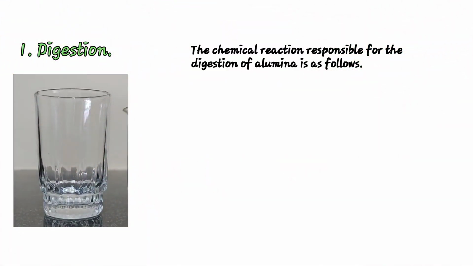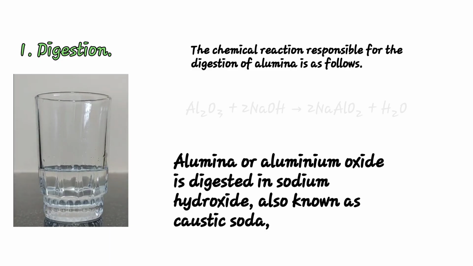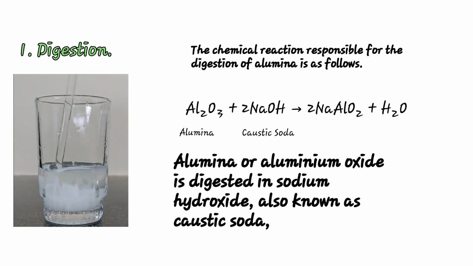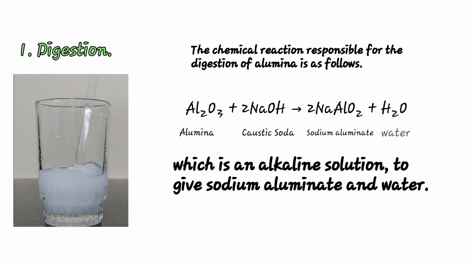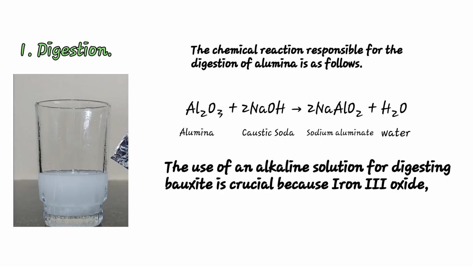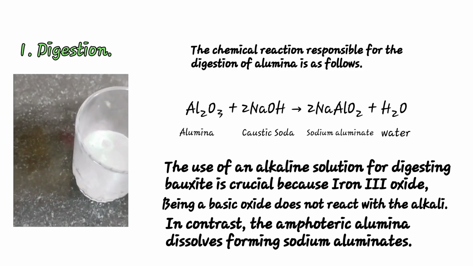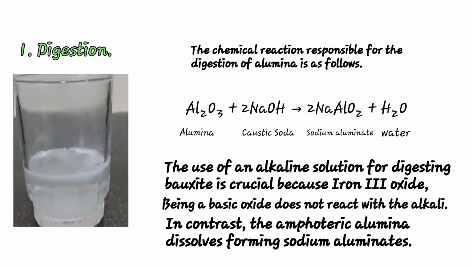The chemical reaction responsible for the digestion of alumina is as follows. Alumina or aluminium oxide is digested in sodium hydroxide, also known as caustic soda, which is an alkaline solution, to give sodium aluminate and water. The use of an alkaline solution for digesting bauxite is crucial because iron(III) oxide, being a basic oxide, does not react with the alkali. In contrast, the amphoteric alumina dissolves in the alkali, forming sodium aluminate.